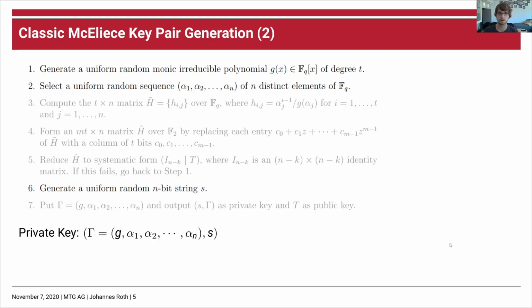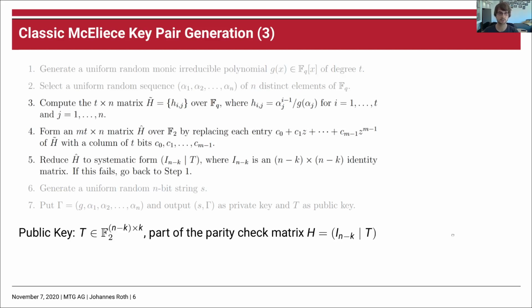The private key is generated in steps 1 and 2 and also 6. In the first two steps, a binary Goppa code is chosen. This is done by generating the polynomial G and the support elements alpha. And in step 6, a random string S is also generated, but it's not important for this work. So basically the private key is a binary Goppa code.